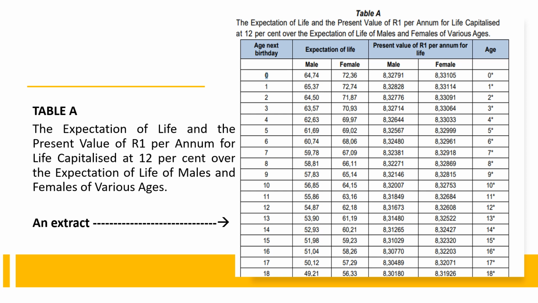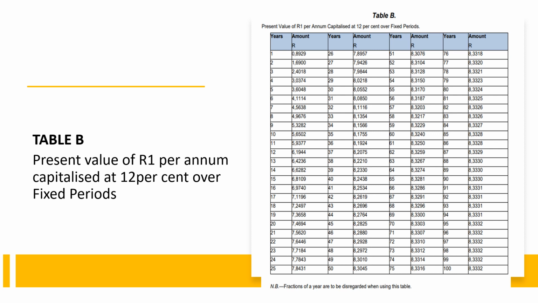This is how Table A looks. This is how Table B looks. You can see in Table B the fixed period has been highlighted in this column. And then the factor, so if you get a specified period of 1 year, that is your factor.